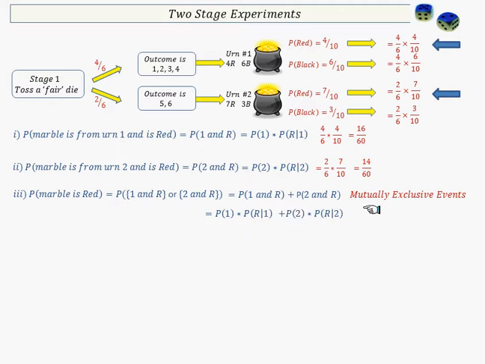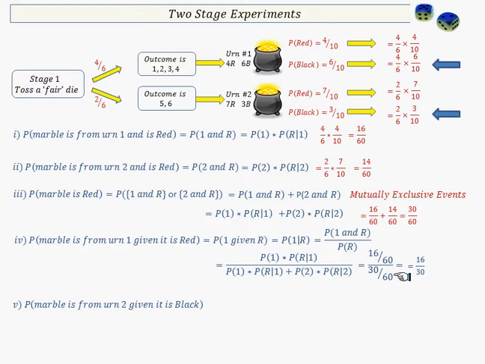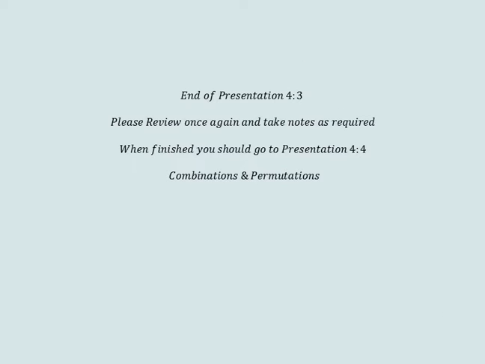We can get it from urn number 1 or urn number 2, and jot these down. Feel free to pause the screen at any time and write these down. From urn number 1, given it's red, using the conditional probability, probability of red on the bottom is the sum of these 2 terms where the arrow is, and the top part is just urn number 1 and red. As you can see, 16 out of 60 divided by 30 out of 60. Marble from urn number 2, given it's black, and this is called the probability rule. And that's the end of presentation 4.3.